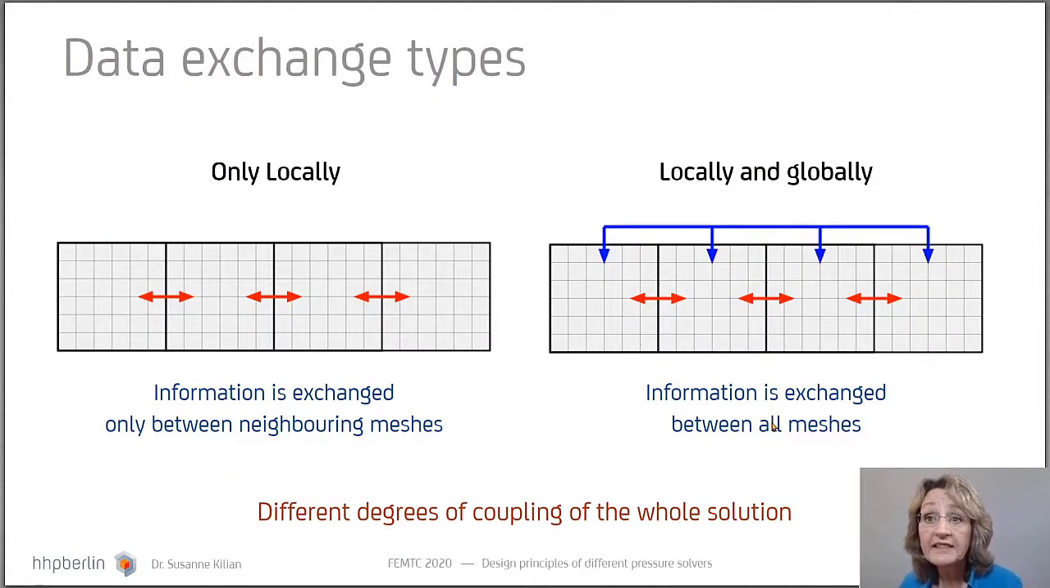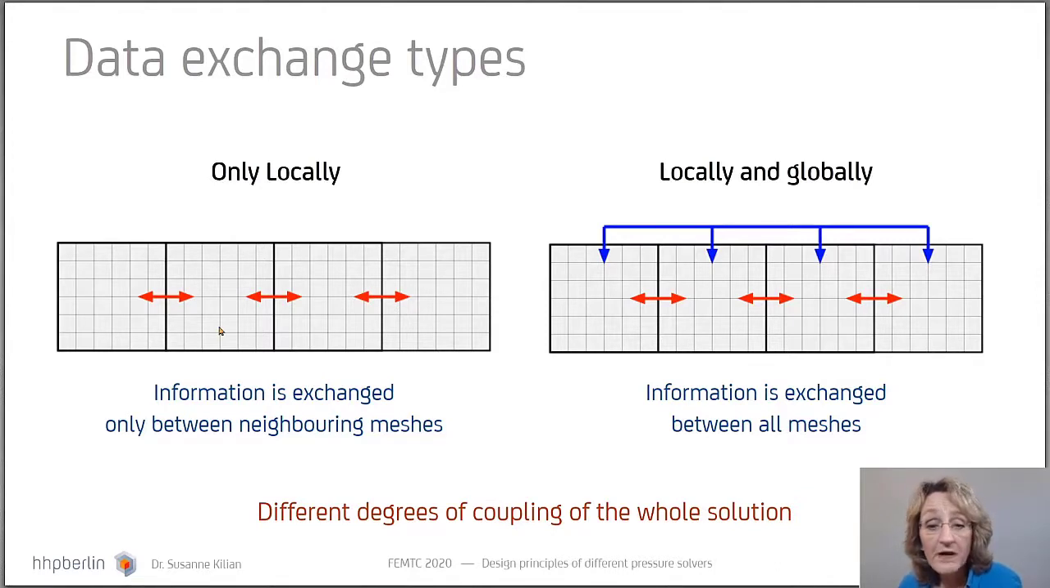Another big difference is the type of data exchange. You know that typical FDS simulations are much too large to be solved on a single processor. So the geometry is subdivided into single meshes, which are then distributed to the processors of a parallel computer. But now the pressure solver has to be solved in a distributed way too. And for this reason, the processors must talk to each other and exchange information at coordinated time intervals.